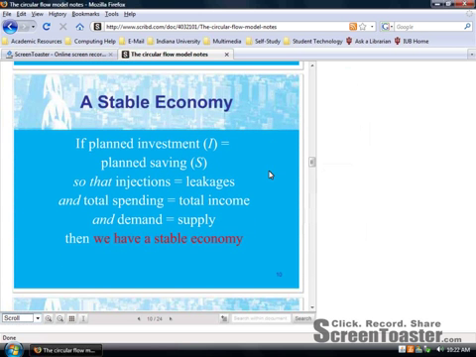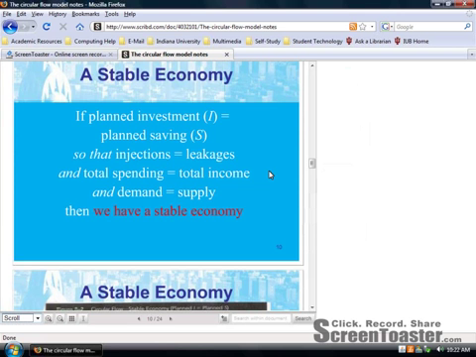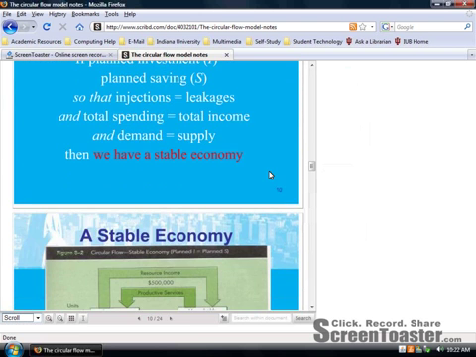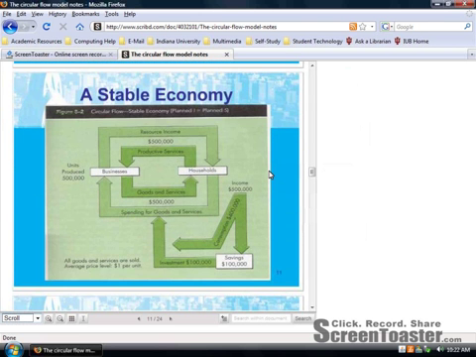Next, we see how a stable economy can be formed. If all of these things are done and equal, then we have a stable economy. Here is a circular flow of a stable economy.